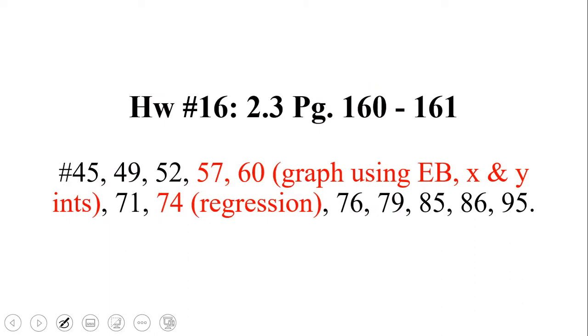Here's homework number 16. So this is still section 2.3. Notice there's a couple special things here. For 57 and 60, it asks you to factor and solve, and then it says check your graph with a graphing calculator. I'm going to ask you to try to graph it using end behavior and x and y intercepts, just like we did a few days ago. I gave you another quadratic regression, again, just to make sure that you could enter that data in the list, turn your stat plot on and off, and then go ahead and find a regression.